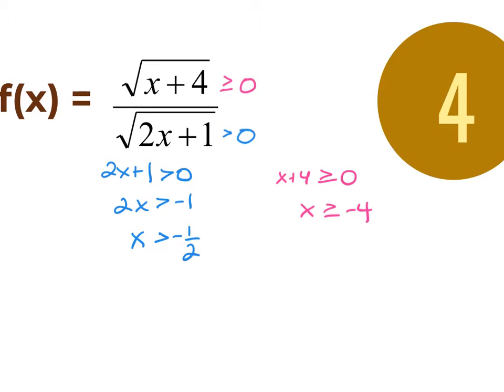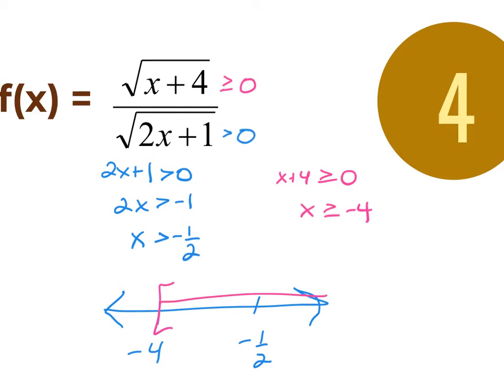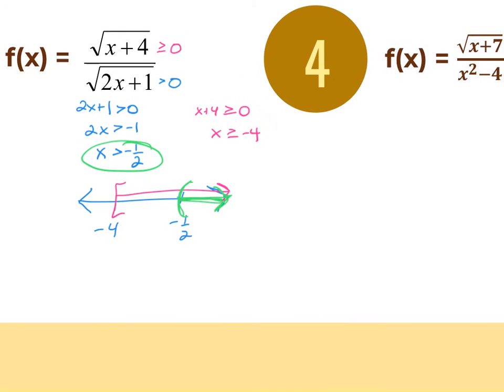Then both of these have to be true. It's an and statement, so I can only pick where this overlaps. -4, -1/2. The -4 is a greater than or equal to, which would be a bracket pointing to the right. And the -1/2 is a greater than, so it's a parenthesis pointing to the right. Again, we only want where these overlap, the more specific restriction, which is x greater than -1/2. So in interval notation, -1/2 to positive infinity.